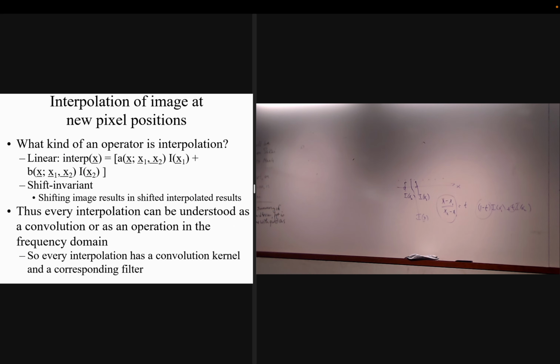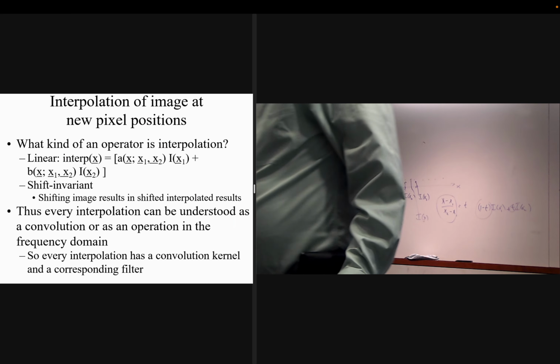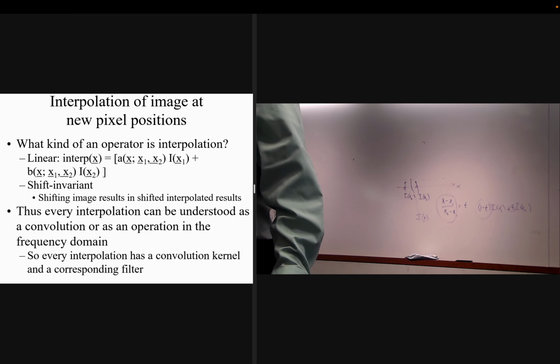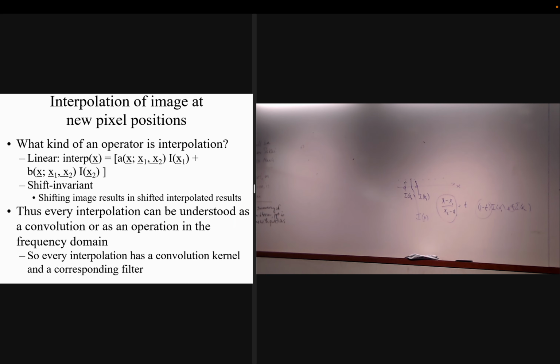And you have the multiplier in front of I of x1, which is some coefficient. I just told you it's a function of x, x1, and x2. And you have a different multiplier that's also a function of x, x1, and x2 times I of x2. That's linear interpolation. The point is that, first of all, this is a linear operator. How do you check whether something's a linear operator?